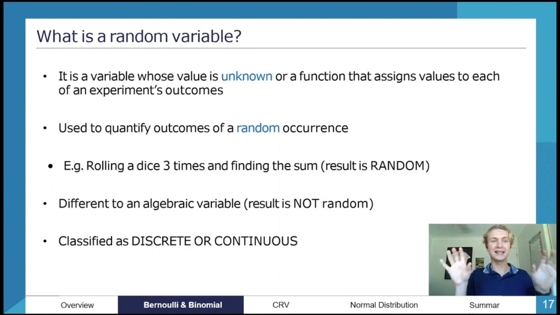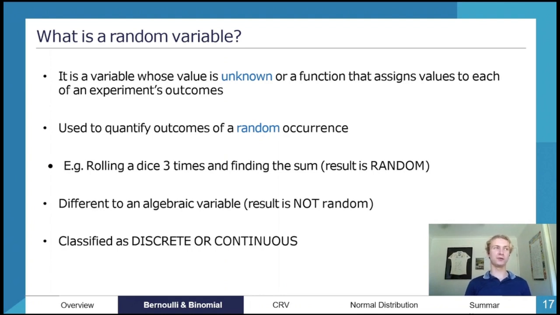What is a random variable? A random variable is a value whose value is unknown, or it's even a function that assigns values to each of the experiment's outcomes, such as probability density functions. It's used to quantify occurrences of a random occurrence, e.g., rolling a dice three times and finding the sum. The result is random. We don't affect that. That's not controlled. There's no factors that play into it. Or there is, but essentially we average it to be random.